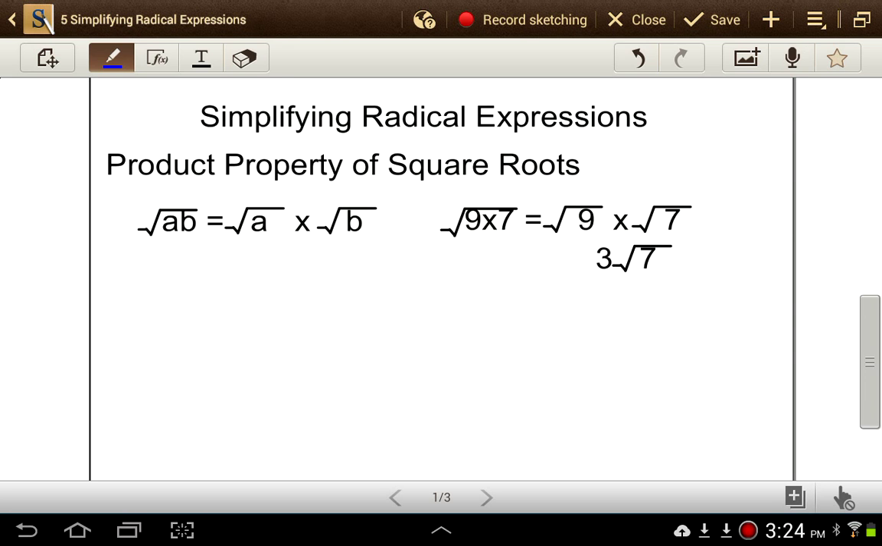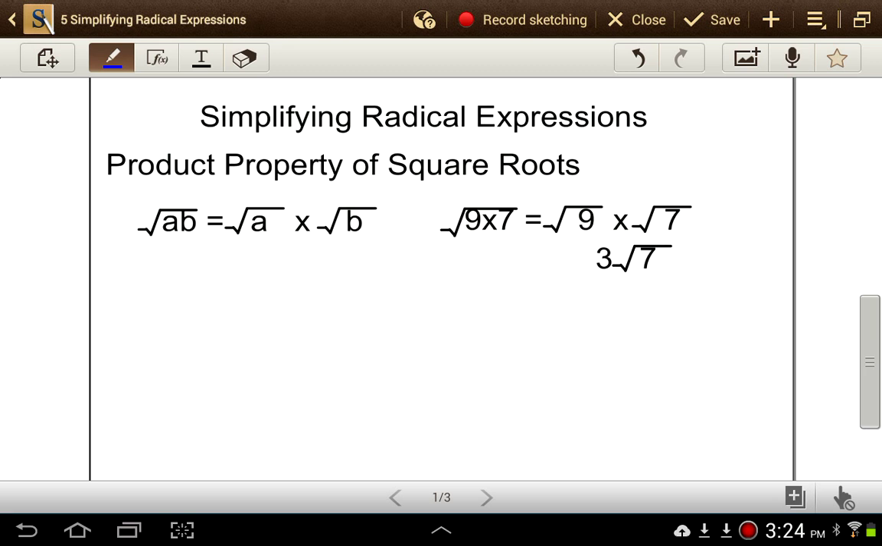This is the product property of square roots. Basically, if we have a number, we can break it up into its different products to simplify our radical expression. So for example, if I have the square root of a times b, then that is also the square root of a times the square root of b. What does that mean for numbers?